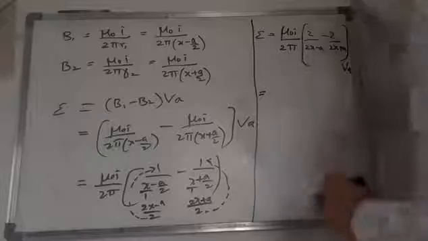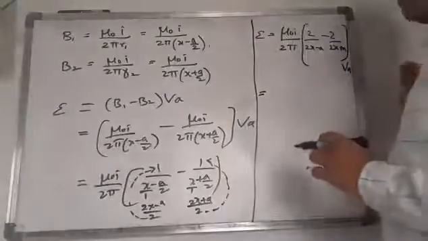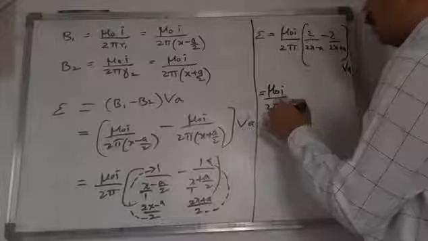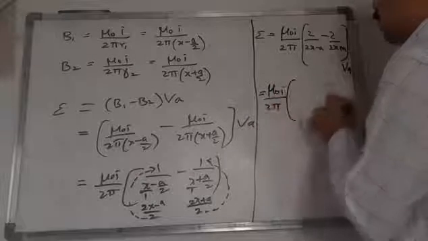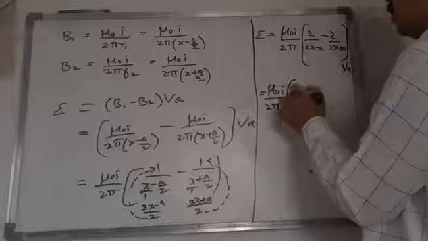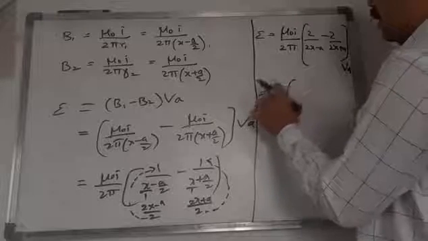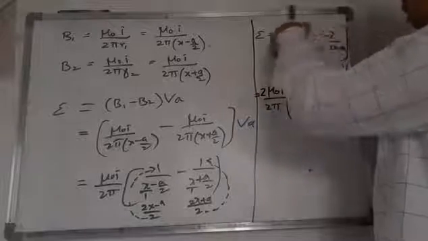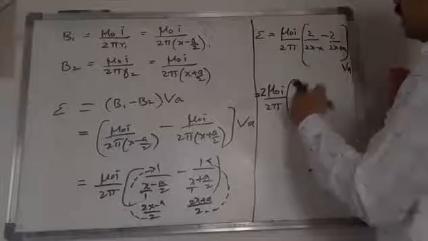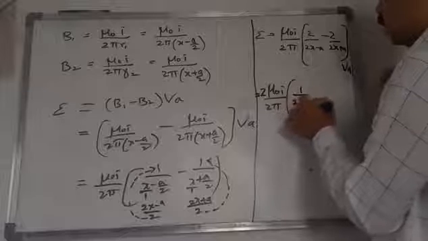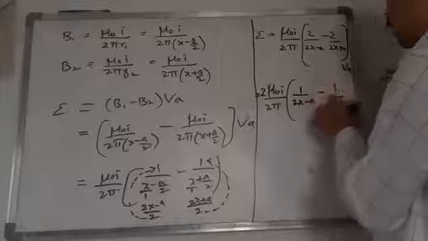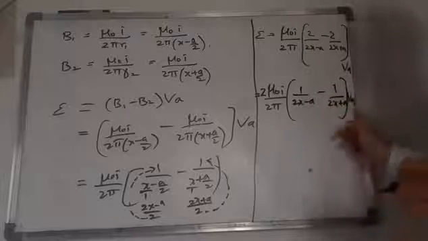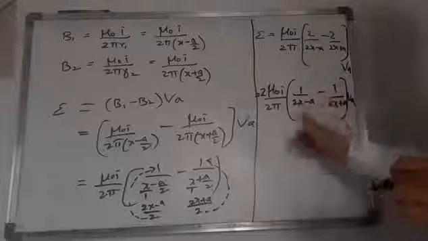This is equal to, again, mu naught I by 2 pi into, you can take 2 common in both terms. So you can write 2 mu naught I by 2 pi, that is (1 by 2x minus a minus 1 by 2x plus a) into VA. Again you take the LCM for both of these.